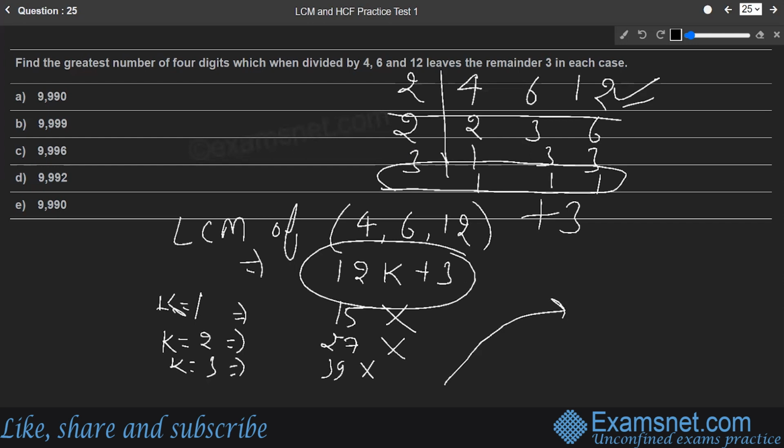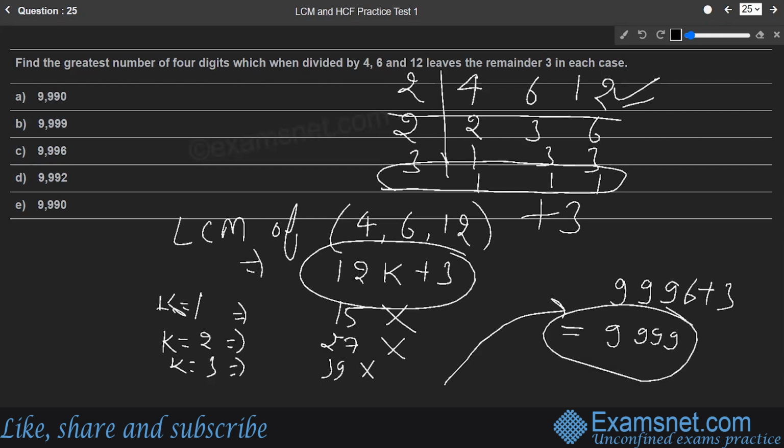And if we do that, we are getting the multiple of 12 only when the 12k is becoming 9996 plus 3, that is 9999. So that is the greatest 4 digit number that is divisible by 12, and when divided by 4, 6 and 12 leaves a remainder of 3 in each case. So the right answer is 4 times 9, that is 9999, available in option number B, and becomes the right answer for us.